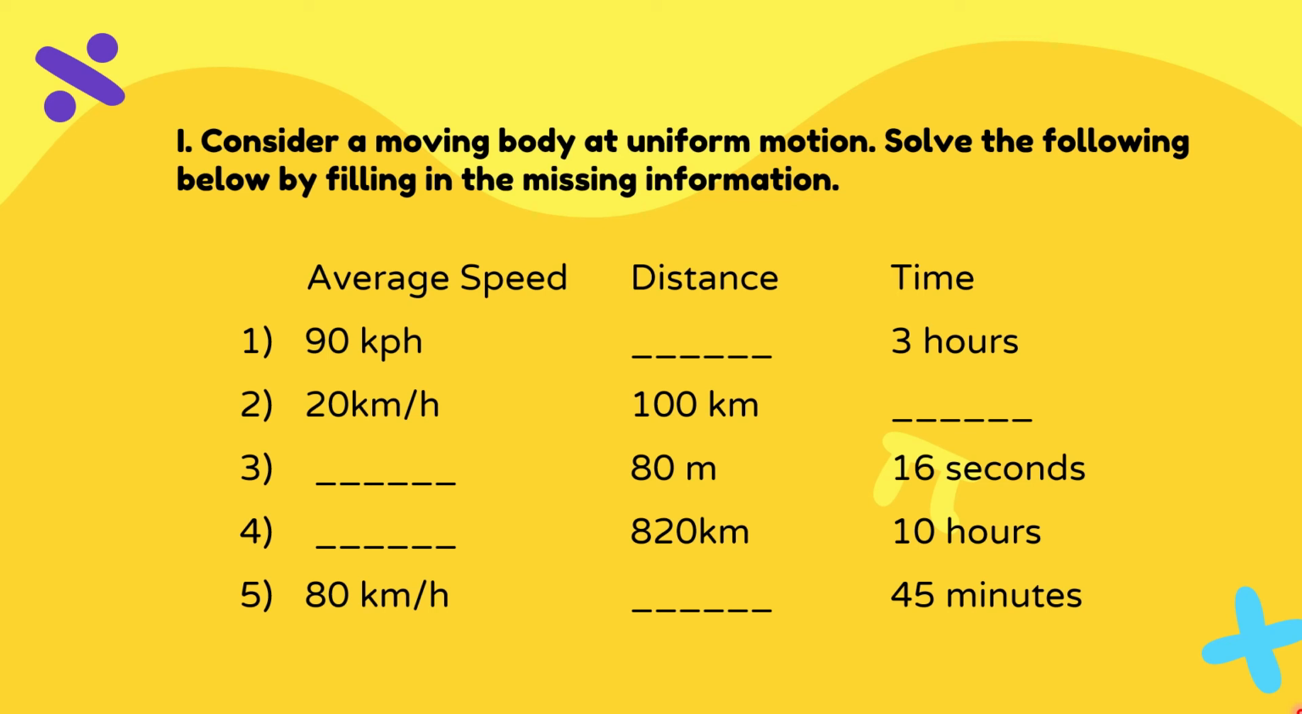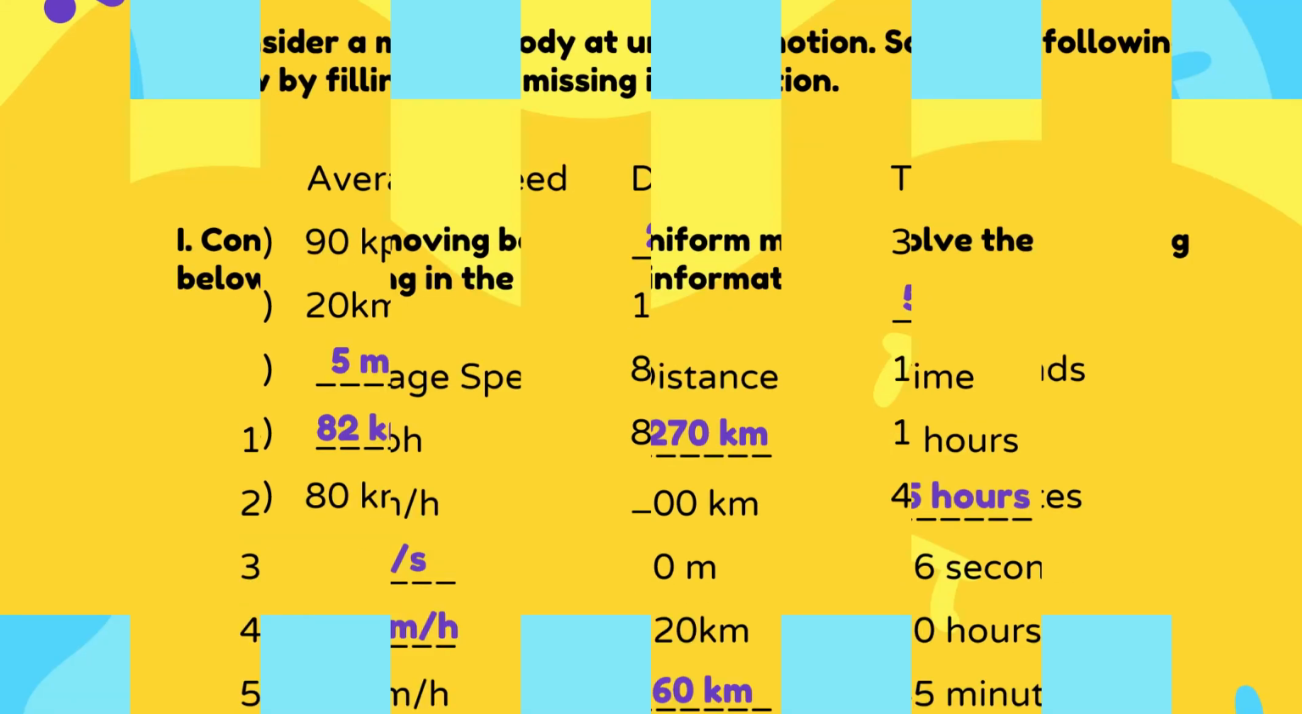Time is up. So the answer for number 1 is 270 kilometers. Number 2, 5 hours. Number 3 is 5 meters per second. Number 4, we have 82 kilometers per hour. Number 5 is 60 kilometers. Let's have another activity. Solve the given problems.